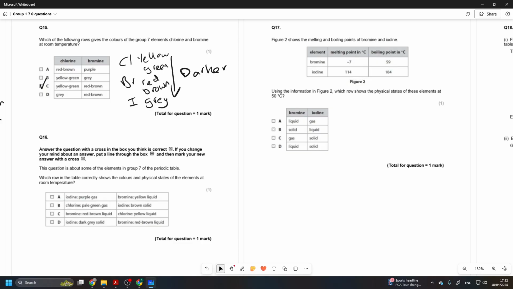Next it says, which row in the table shows the colours and physical states of the elements at room temperature? Iodine, purple gas, nope, it's a solid. Chlorine, pale green gas. Iodine, brown solid, nope, it's a liquid. C, bromine, red-brown liquid, good. Chlorine, yellow liquid, nope, it's a green gas. Iodine, dark grey solid. Bromine, red-brown liquid. Yep, D is the right answer there.